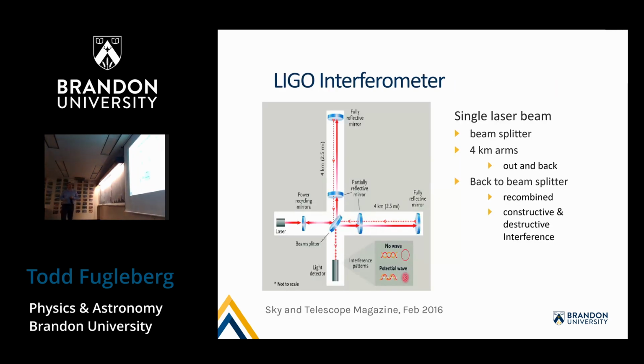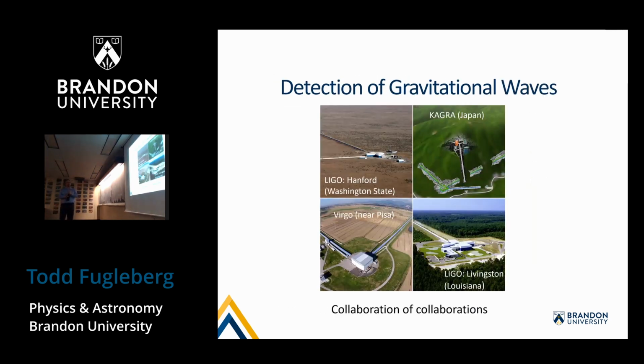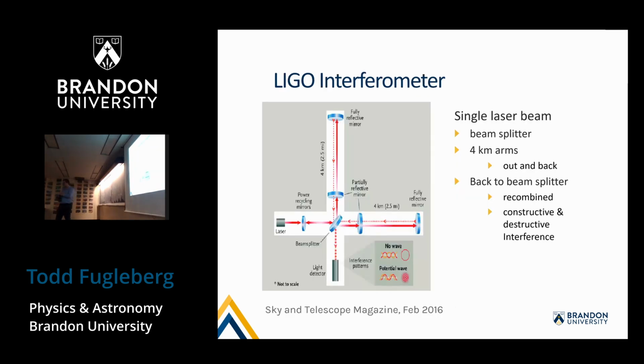So what's happening is they have what's called an interferometer. And they have a single laser beam. A laser beam is coherent light, which means it's all the same frequency. And all of the little bits of it have the same phase. They're all increasing and decreasing exactly in lockstep with one another.